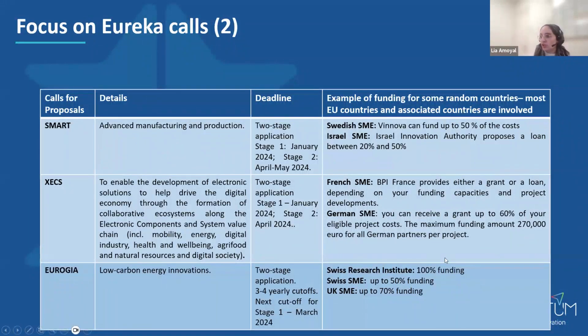So same, the funding conditions will depend on country and type of organization. Last one, low carbon energy innovations. So two-stage application, lots of cutoffs. So the next one is for March, but even if you miss it, you're going to have another deadline, maybe 3 to 4 months afterwards. So these are the clusters, what Eureka calls each clusters, because dedicated to one specific topic in different industries.